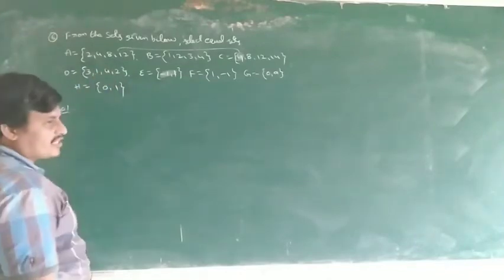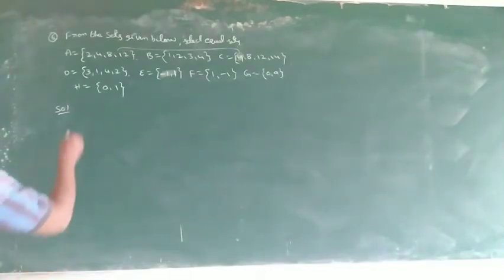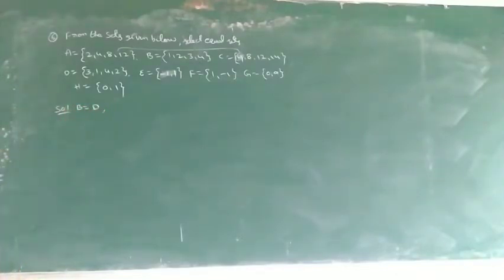Order is not important. So B has 4 elements and D has 4 elements, and both are equal. So B is equal to D. Next, B is not equal to E, so no use.